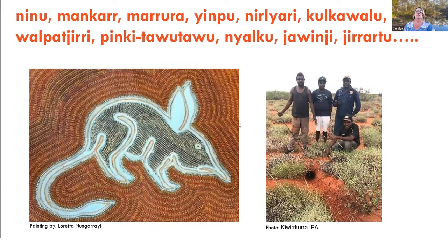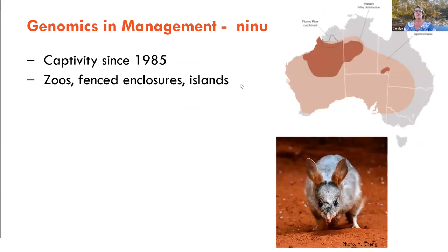They used to be used historically as a food source, but the tails also had very important roles in relation to marriage and love in Indigenous communities. This is exemplified by the multitude of different names that bilbies get called across regional Australia. So we used genomics for the management of the Ninu. They came into captivity in 1985. They live in a range of different zoos in fenced enclosures and even on island sites to protect them from invasive species predators.